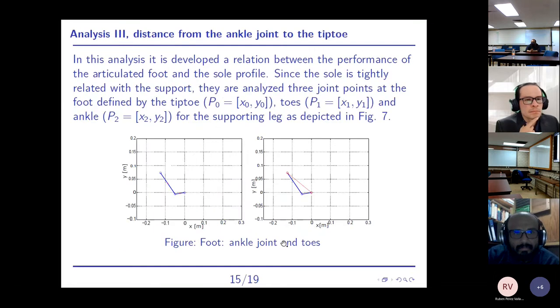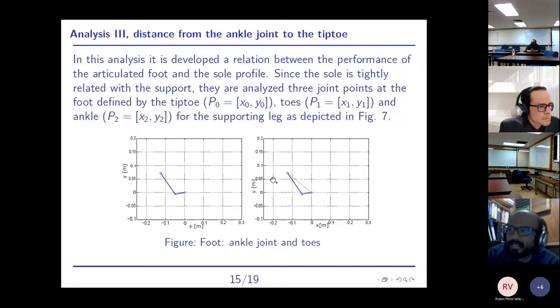So using this model, we are going to analyze that we have, in this case, three joint points. Specifically in that tiptoe, like here, the PO, also the coordinates for the toes here, and finally the ankle. And we can see that here is the red line expressing the distance between ankle and the tiptoe.